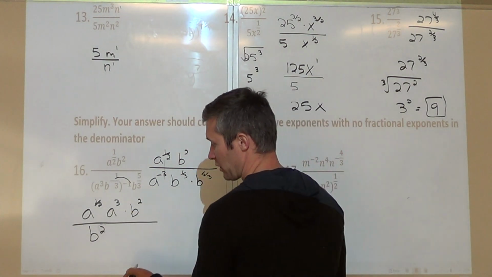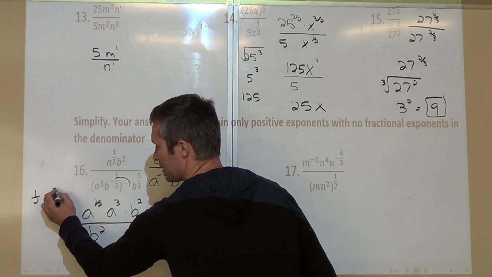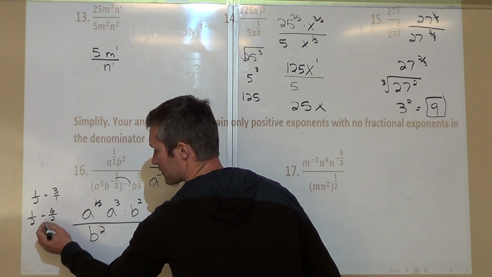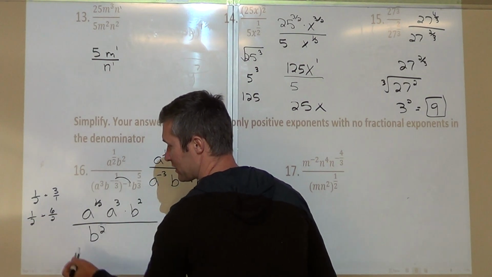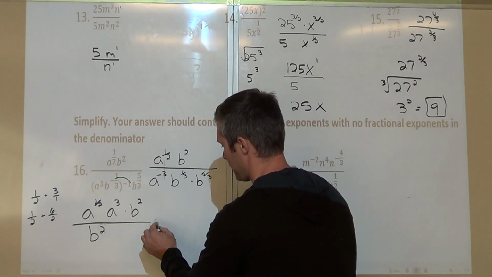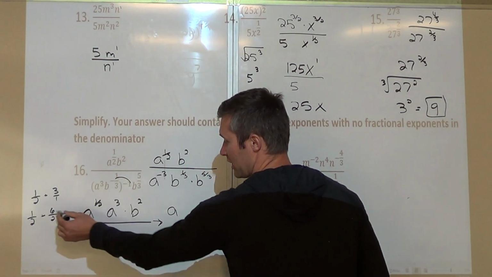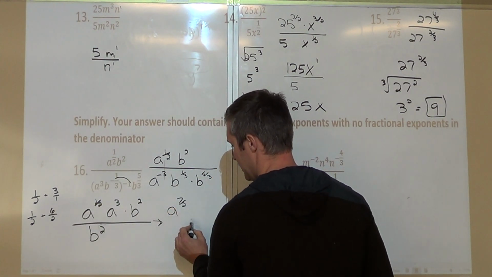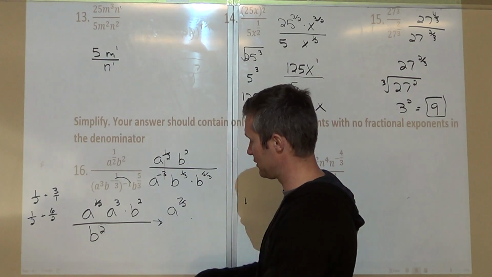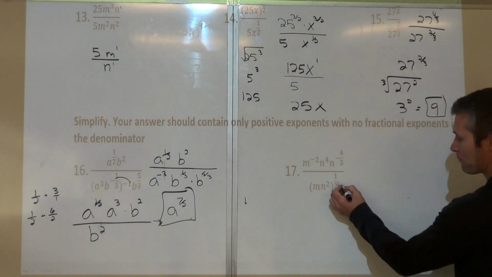So if I did that, 1/2 plus 3, I need a common denominator. So it'd be plus 6/2. 1 plus 6 is 7. So this would be a to the 7/2. Next part. Now if I look at it, b squared, 2 minus 2 is 0, it cancels. That's my answer there.